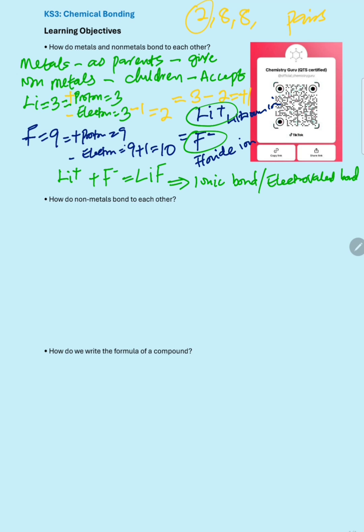So how do metals and non-metals bond together? They bond together by giving and accepting of electrons to form an ionic bond.